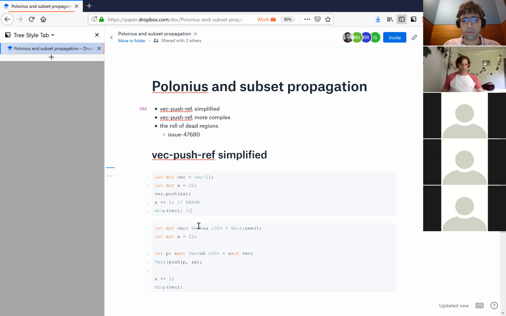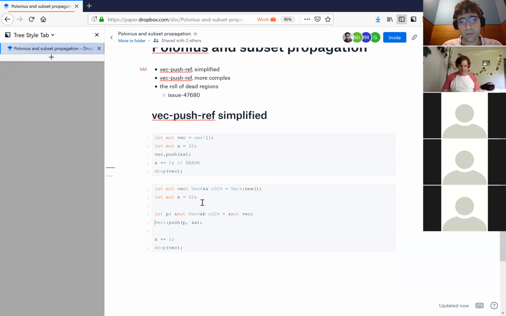Because this is a use. This drop here is just a call to the drop function, so it's a use of the vector from our point of view. Okay. Stop me if that doesn't make sense. I'm going to assume that does. So then if you desugar vec.push, you'll see what actually happens is that we make a mutable reference to the vector, and we call vec push on this mutable reference.